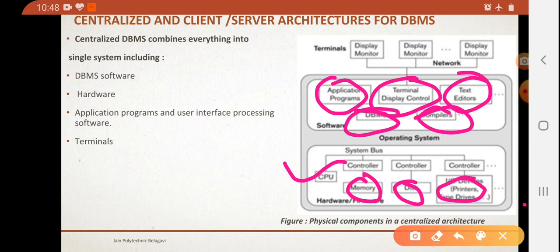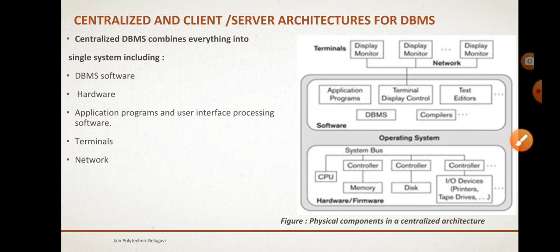So next, terminals. So next, network. The network, terminals, and again, the client server architecture was developed to deal with the computing environment in which a large number of PCs, workstations, file servers, printers, database servers, web servers, email servers, and other software and equipment are connected via network.